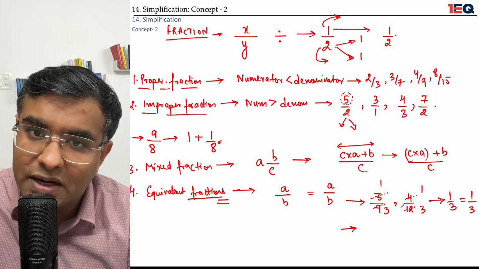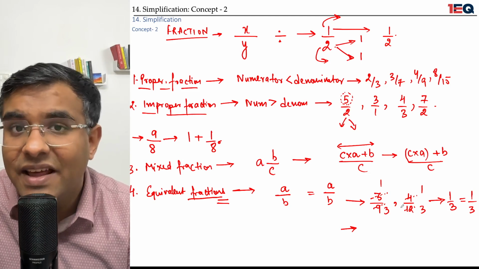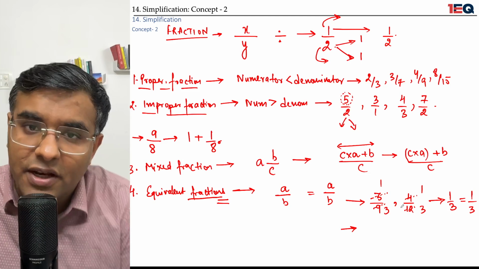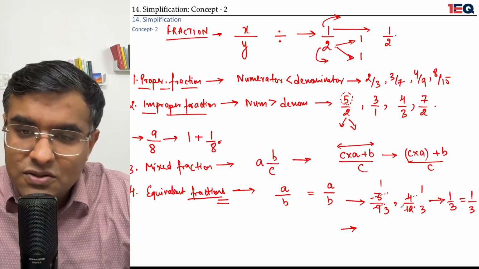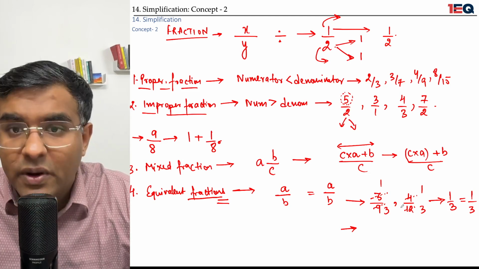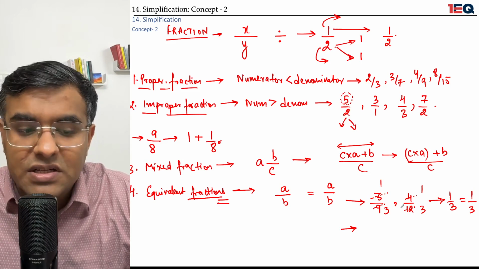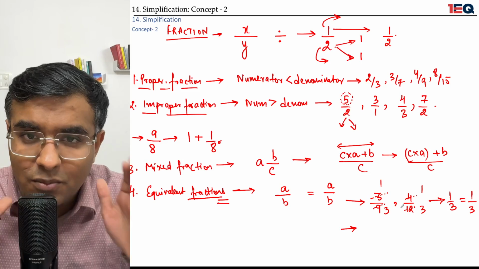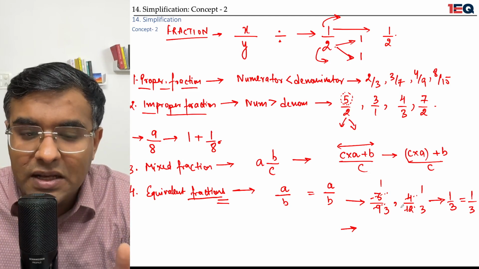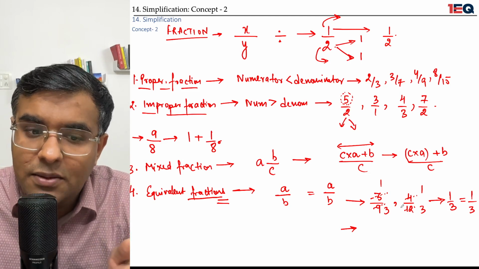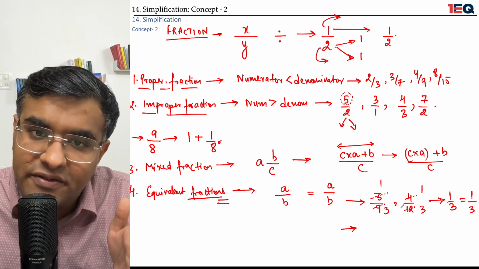So you have to bring it down to the simplest form first and then equate them and then check if they're equal or not. So when you encounter two such fractions which are equal, once they have been brought down to this simplest format, that's when you can declare them to be equivalent fractions.